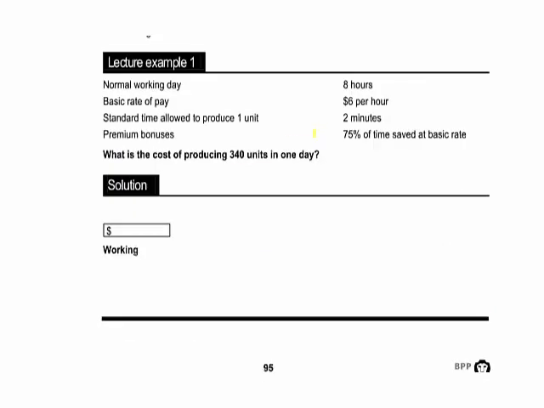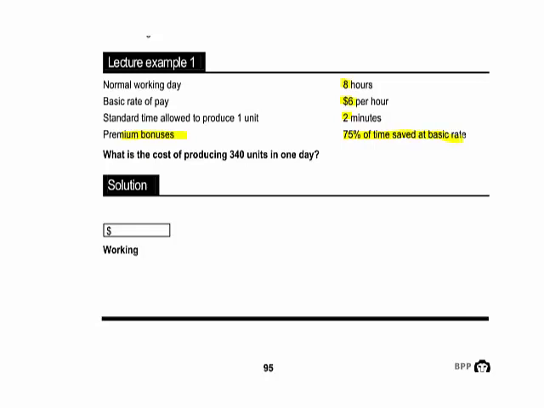In example 1, we have a worker who is paid on a time rate system of $6 per hour for the basic 8 hours per day. But we're also given some information about the standard time to produce one unit, which is 2 minutes. We're also given some information about a bonus that they get. So if they work faster, they get 75% of the time that they've saved at the basic rate.